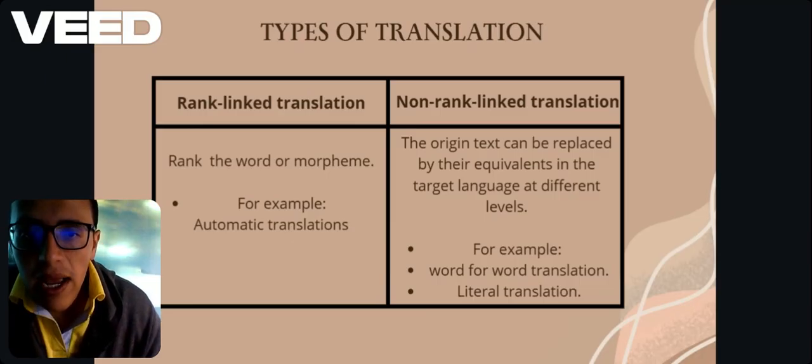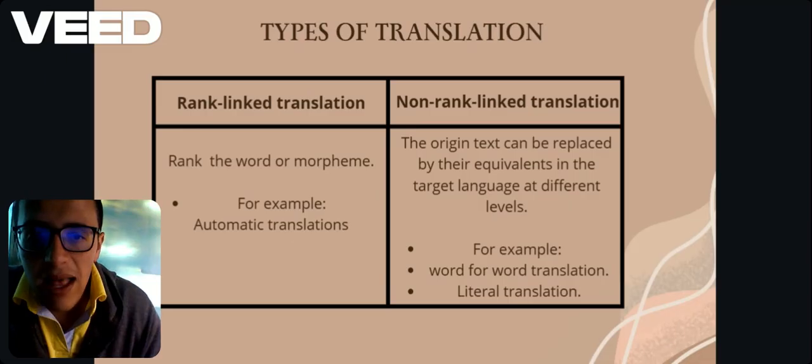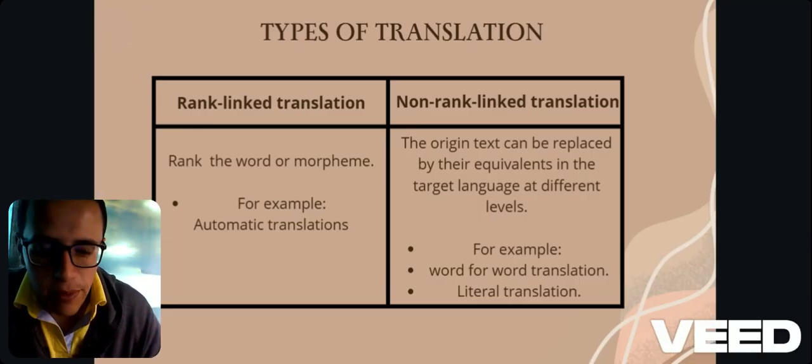On the contrary, we have unbounded translation. It is the same method, but the difference is that it is applied to different levels, in both the original language and the target language. For example, word-for-word translation and literal translation.